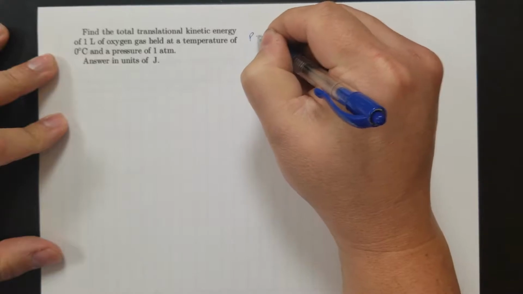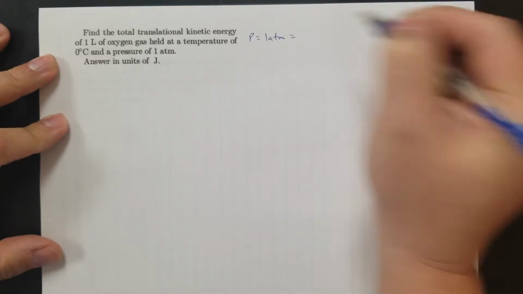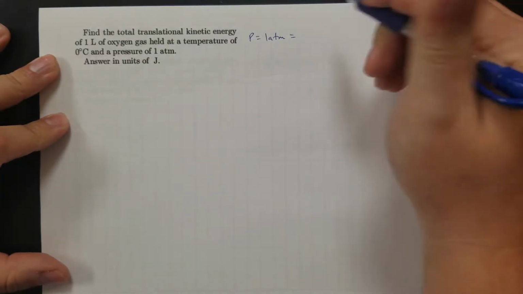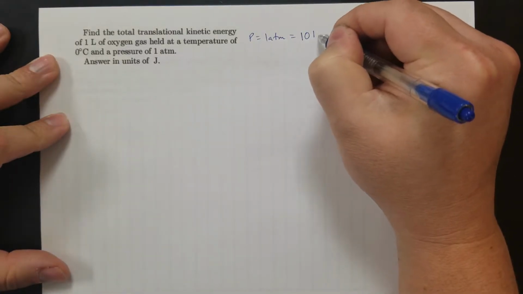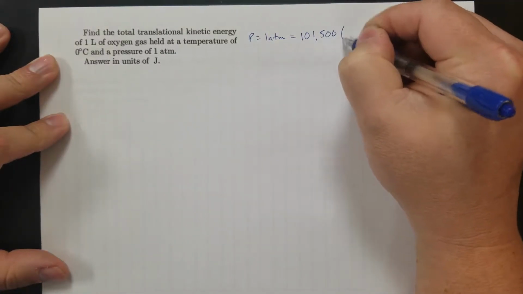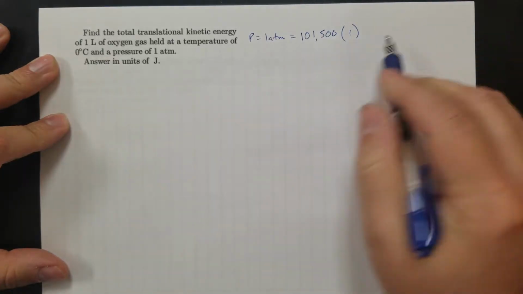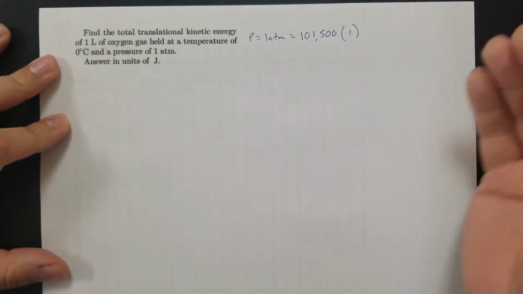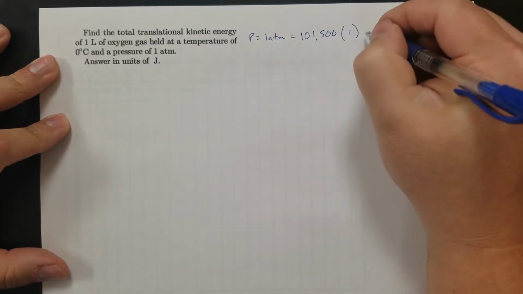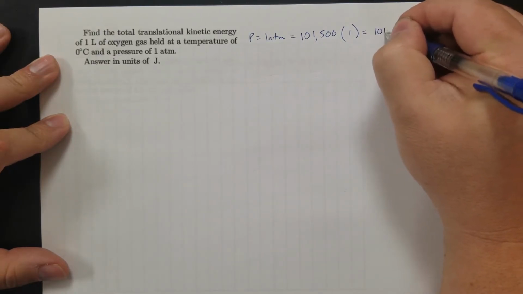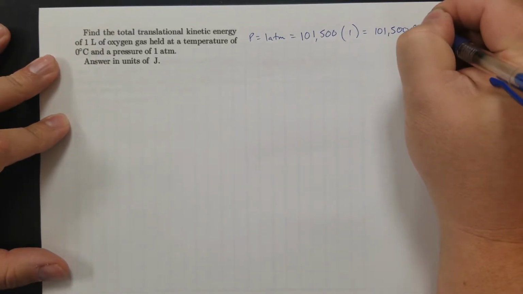So my pressure is 1 atm, so I've got to be in base units. So I'm going to say that's 101,500 times my 1 atmosphere. I'm just doing this as an example. Mine was easy because it was 1. If you had 2 atmospheres, then I'd put 2 here. And that would give me my pascals, 101,500 pascals.